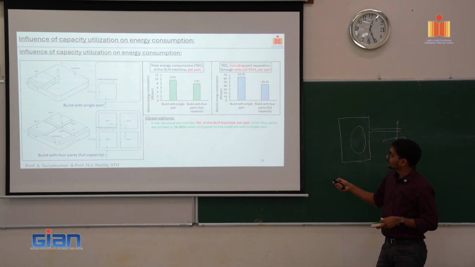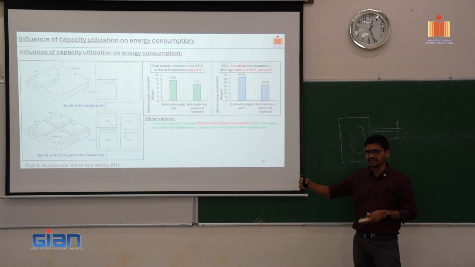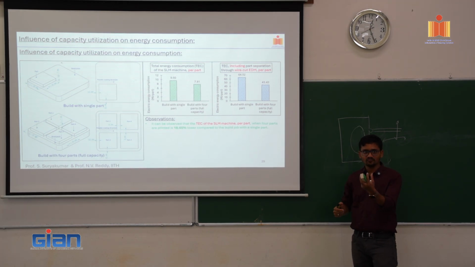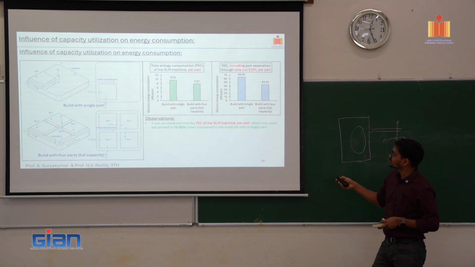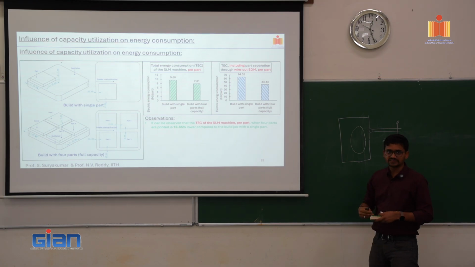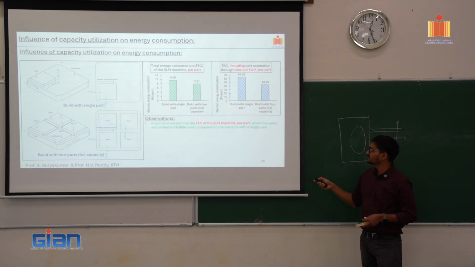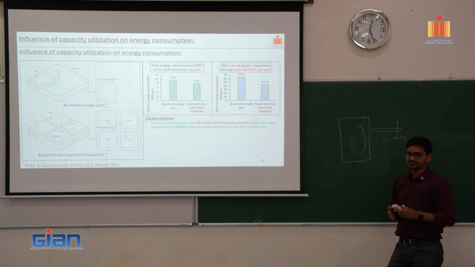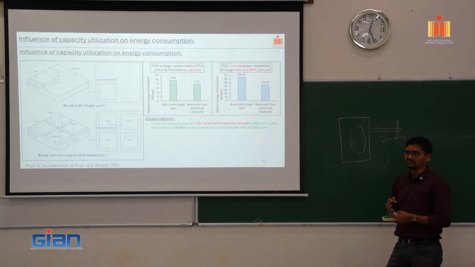Even if you consider that, when you make these 4 parts, you need a separate post-processing step. You need to cut it down to get the individual components, so that will also require some energy. But even if you consider that, building with 4 parts is much better compared to building with the single part. If you want to maximize the capacity utilization, you try to fill the area as much as possible before running the machine.